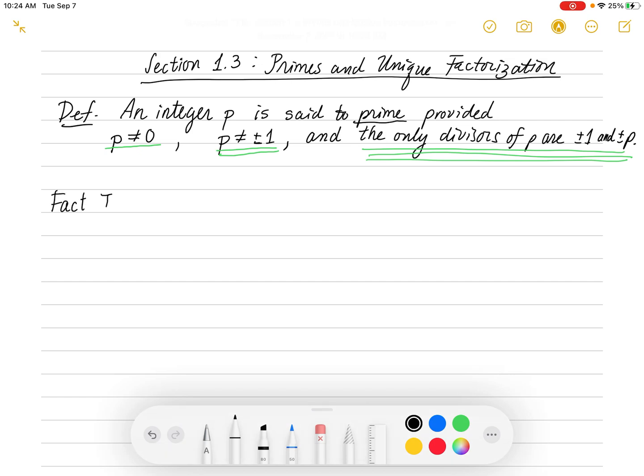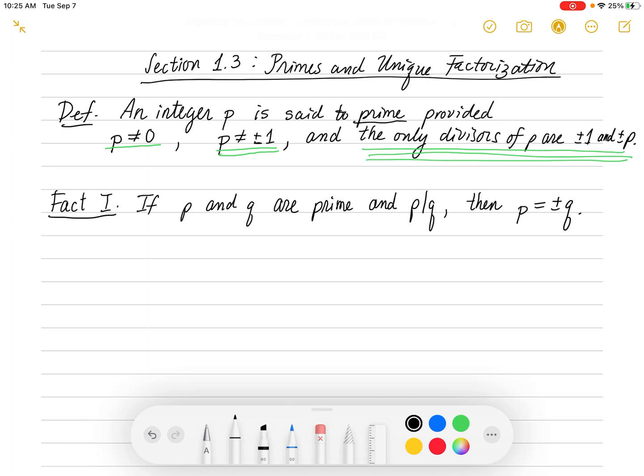I'll call this fact 1 for this section. Fact 1 for section 1.3. If p and q are both prime, now p and q are typical letters that you would use for primes. P and q show up a lot. When you're dealing with primes, you want to use those letters for primes. When you are out of q, maybe you go to r, and then maybe s. But right now we're going to use p and q. Let's say p and q are prime, and p divides q. So in other words, if one prime divides another, then that means p must be plus or minus q.